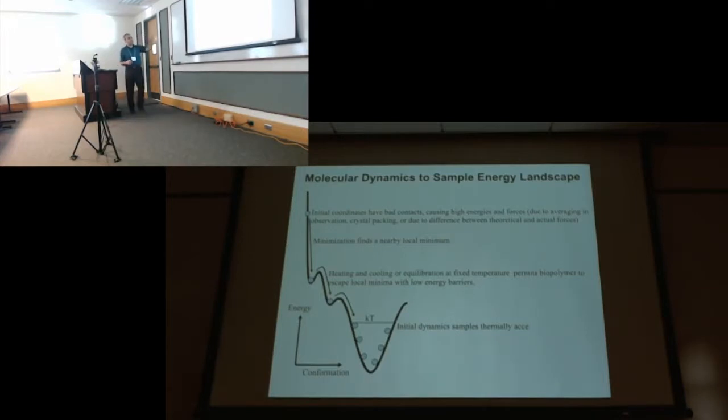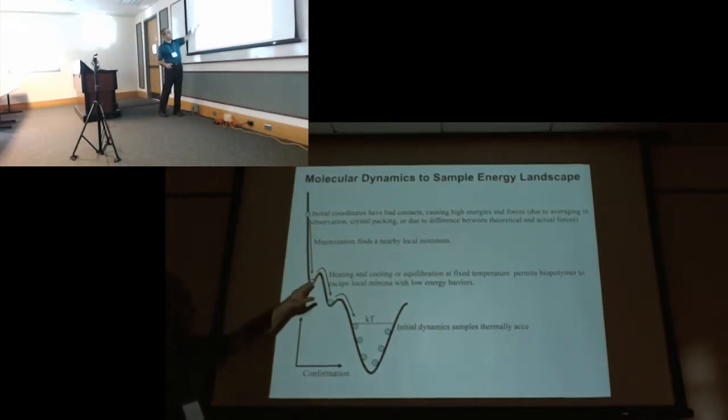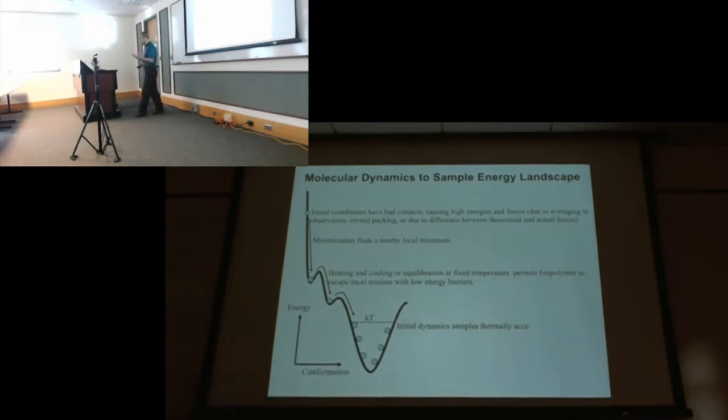So your goal is you start from here. You minimize the system, it comes here. And then you heat it, and depending on how much heat you give to it, it may overcome this barrier, maybe the second barrier, and then you end up in this minimum energy basin. The energy that you give to the system is kT, where T is your temperature and k is the Boltzmann constant.